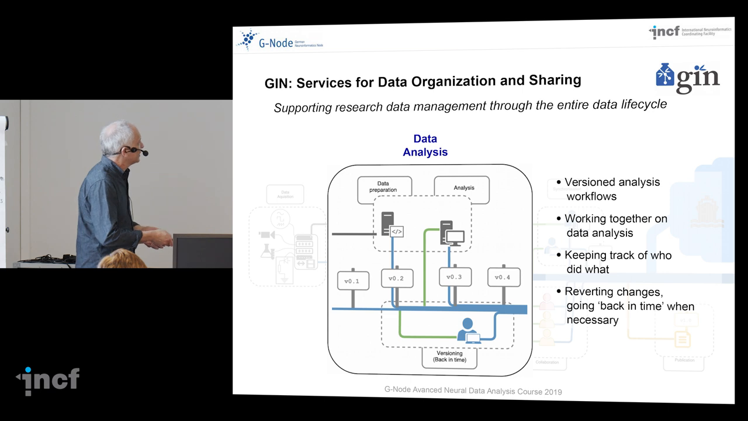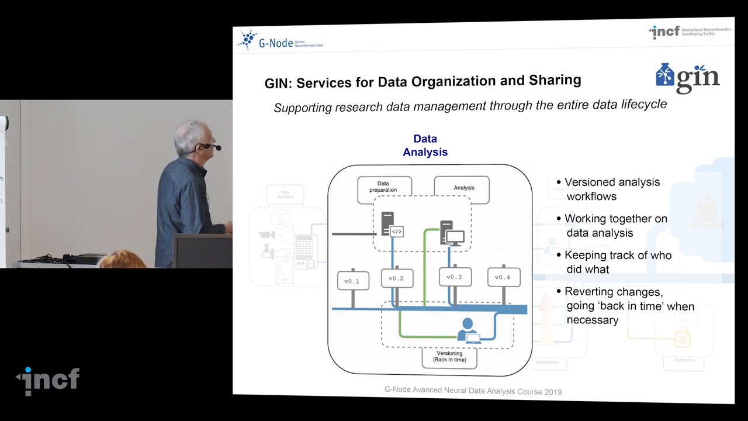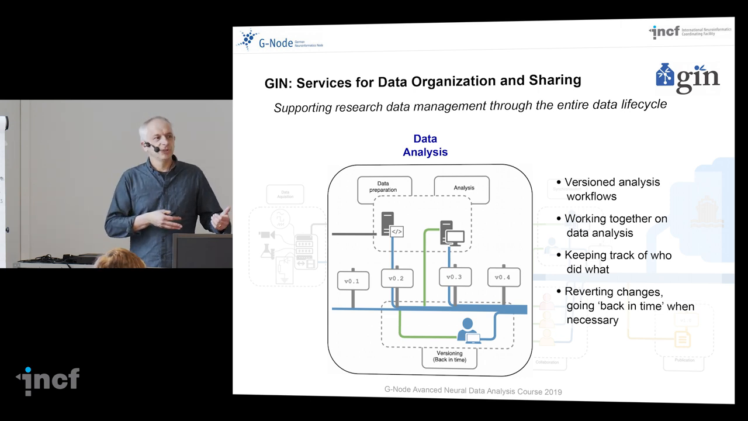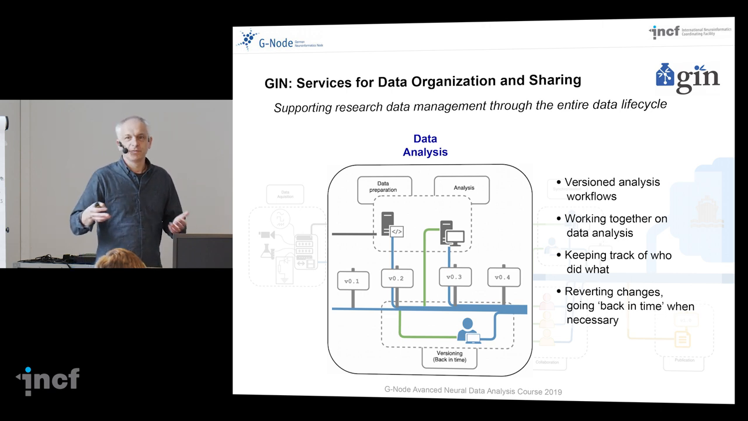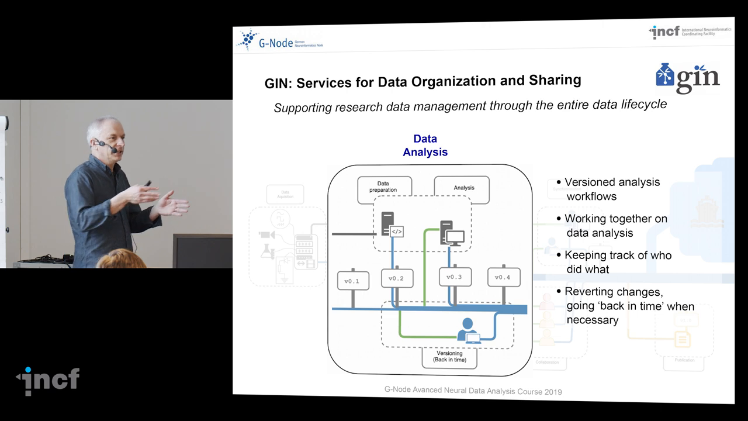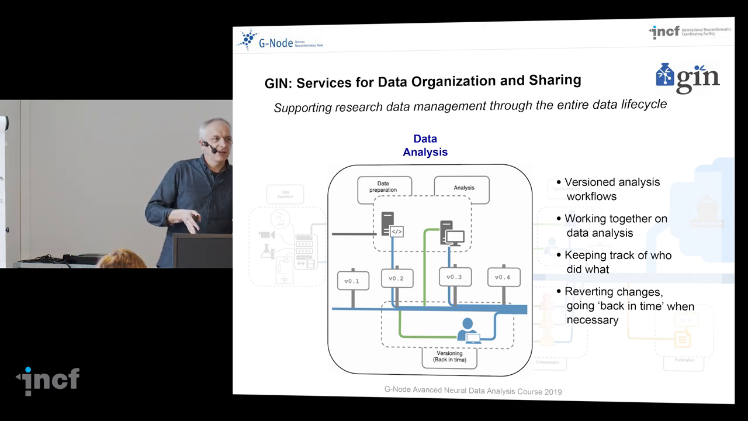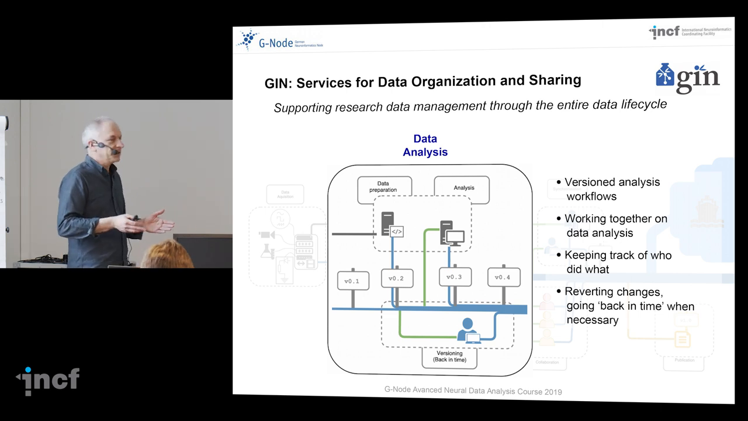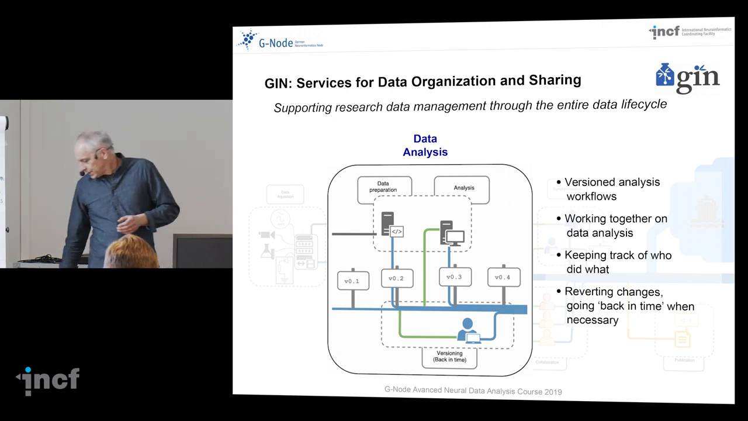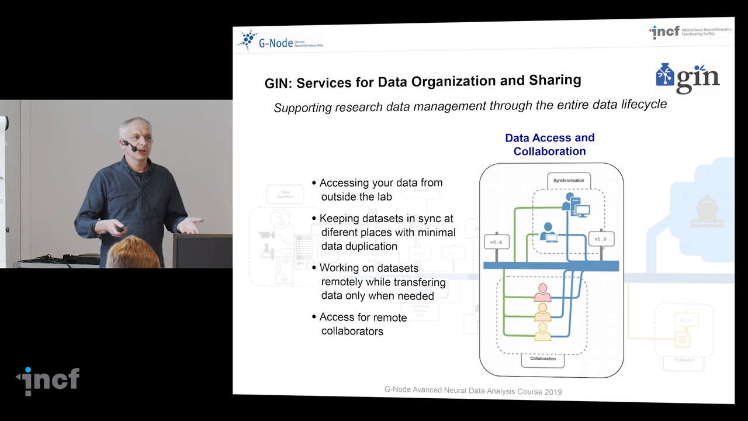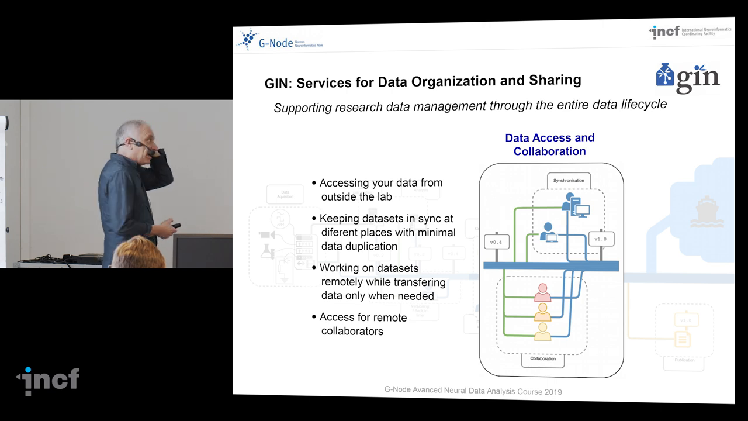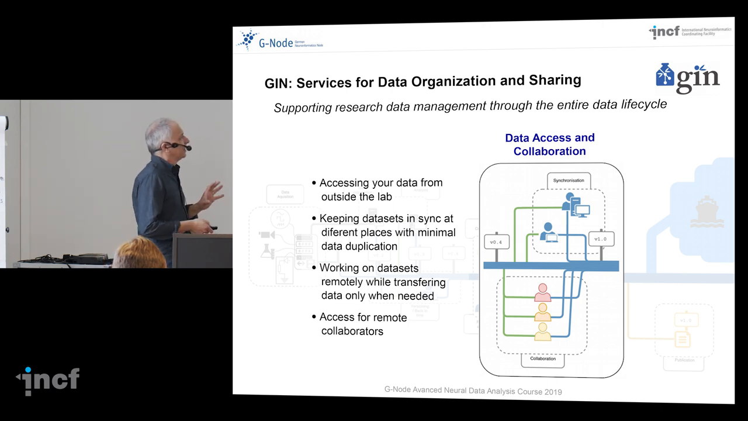Then if we go on to data analysis, you again want to work together on it. You want to keep track of who does what when. You can go back to previous versions if you want to compare, or if you find out something in your data analysis doesn't work, you can go back to the state of yesterday or two days ago and find out what the difference is. All these things that software developers are used to when they're using GitHub, and probably many of you are also using GitHub, you can do when you're managing your data with GIN.